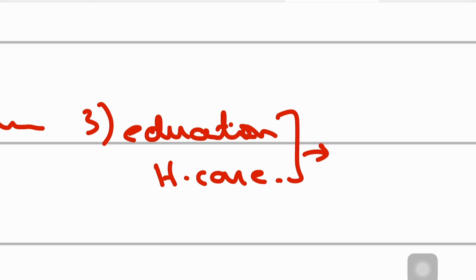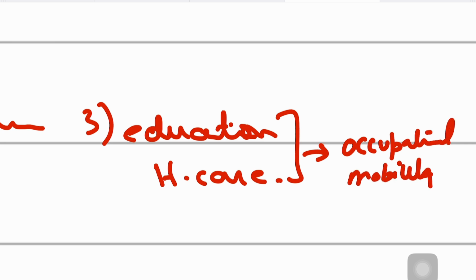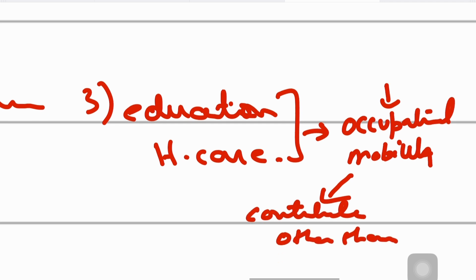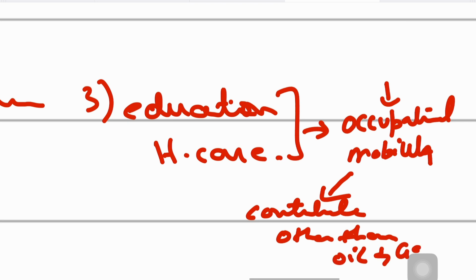What this would do is help develop the skills of the workforce, increasing their occupational mobility. Improving occupational mobility would help allow them to contribute to sectors other than oil and gas. So you have to understand that if you just write the government should invest in education and healthcare, marks will not be given unless you relate it with the diversification process and how it is going to help the Nigerian economy diversify.